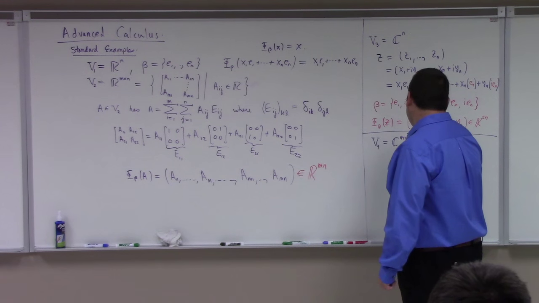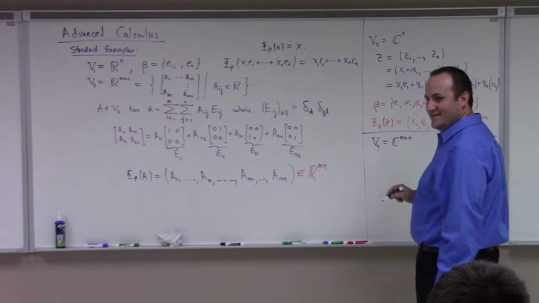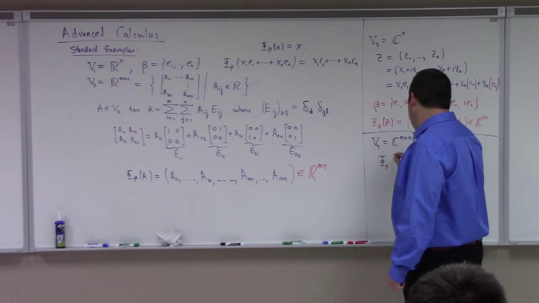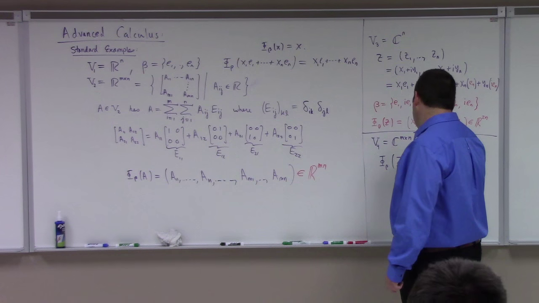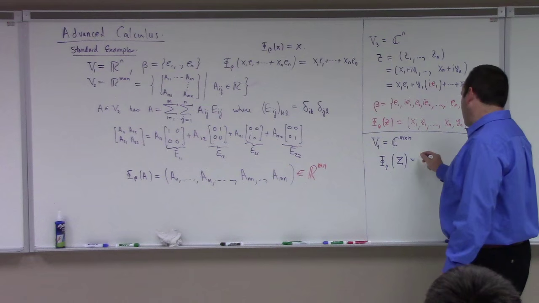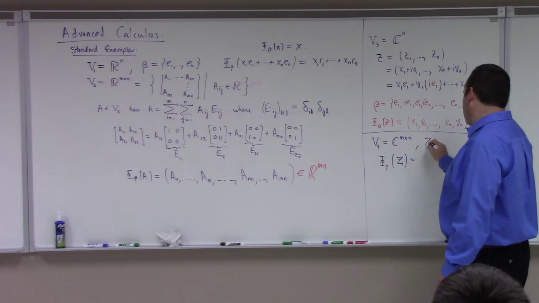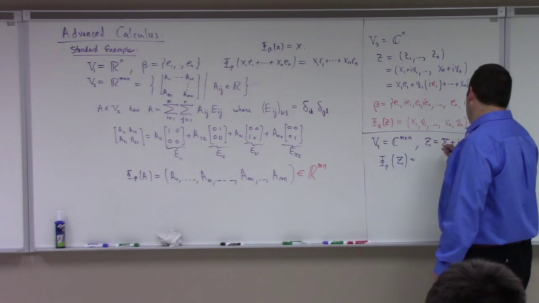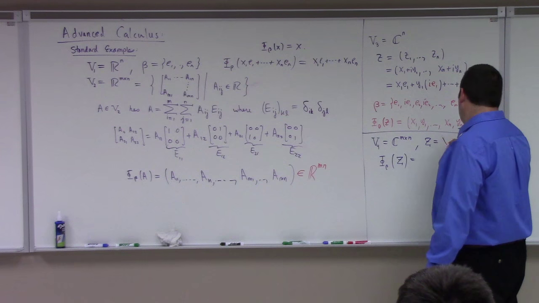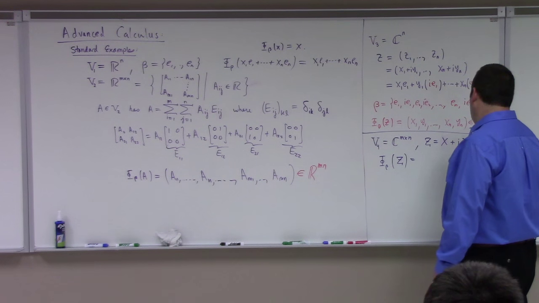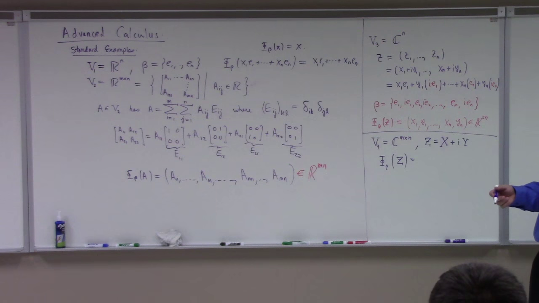I'll take that. See, so see n by n, all right. I'm going to just write the coordinate map for you this time. Let Z be an n by n complex matrix. You know what it is? And so let's let Z equal X plus i Y, where big X and big Y are both real matrices.